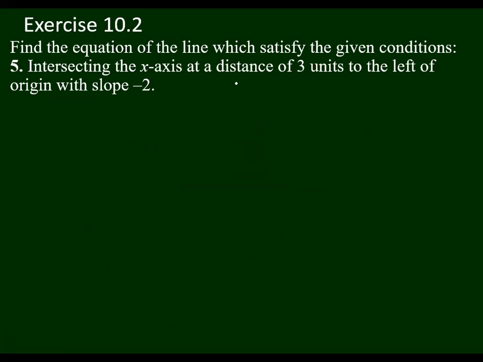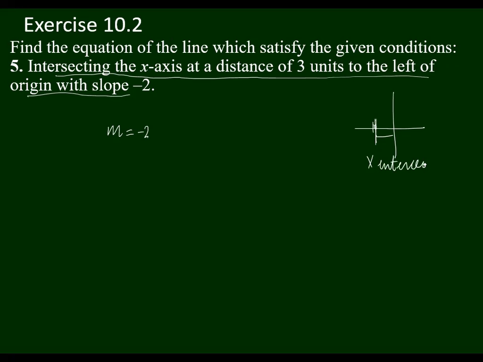Find the line intersecting the x-axis at a distance of 3 units left of the origin with slope 2. M is equal to -2, and it is intersecting the x-axis at 3 units left of the origin. That means your x-intercept is equal to -3. Left of origin, so negative x-axis, so the x-intercept given is -3. So d is equal to -3.